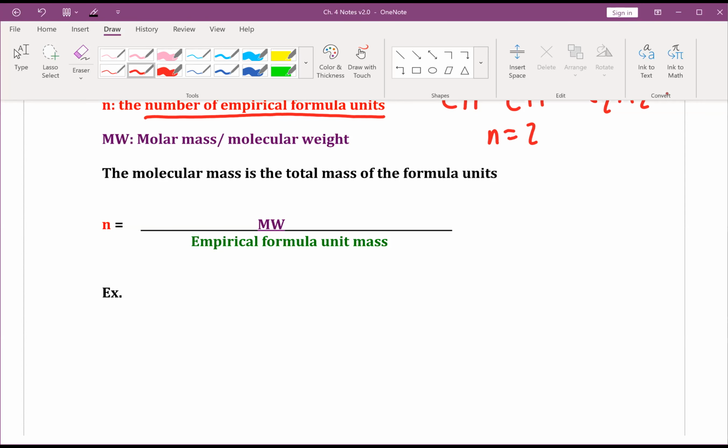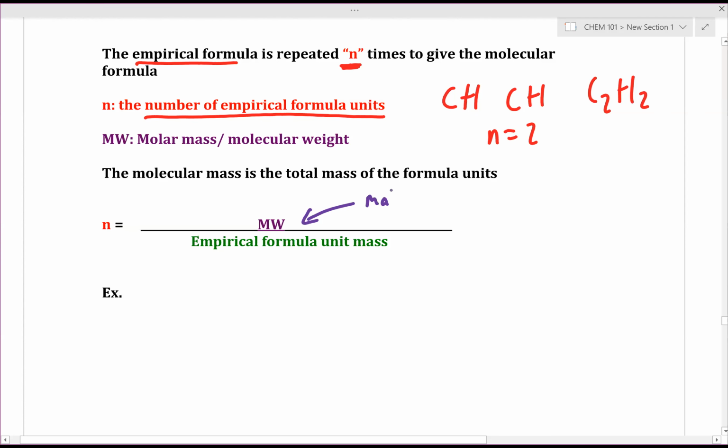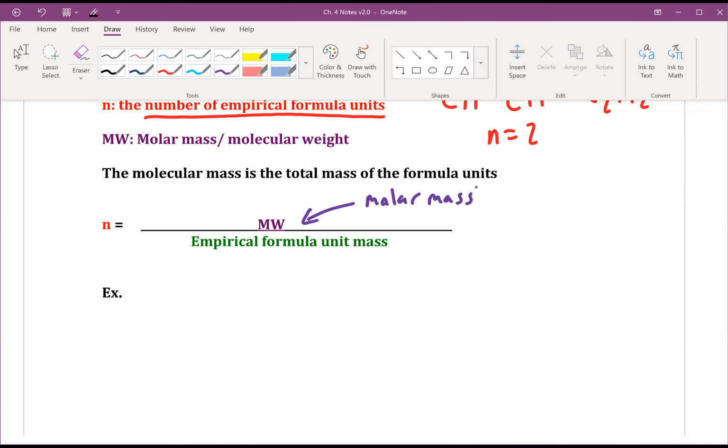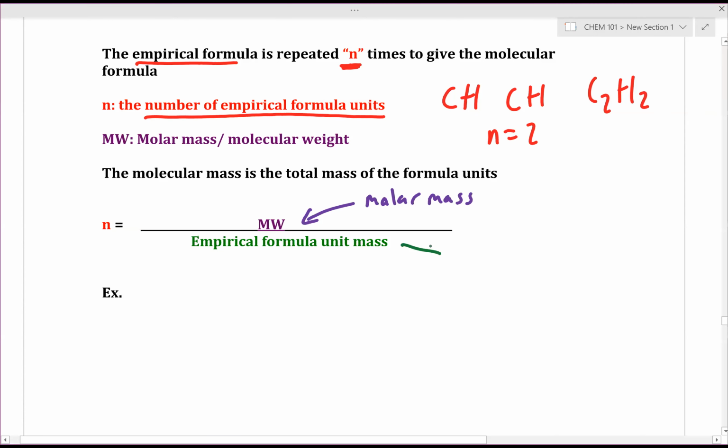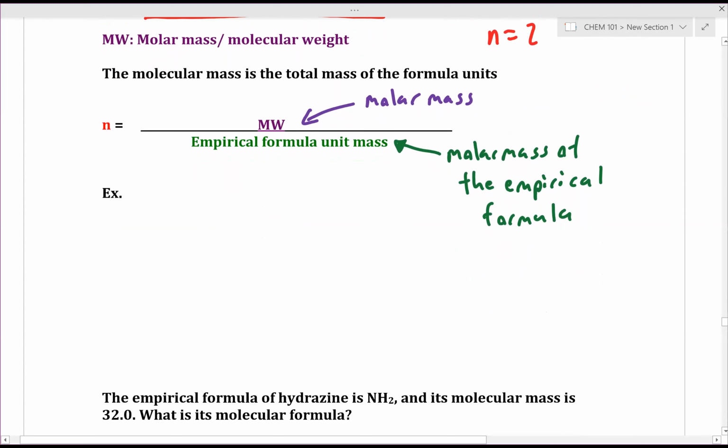Now, the way that we calculate N is by taking our molar mass. So MW is our molar mass or molecular weight. And then we are dividing by the empirical formula unit mass, which I'd like to think of as the molar mass of the empirical formula. Does that make sense to everyone so far? So let's now look at an example.